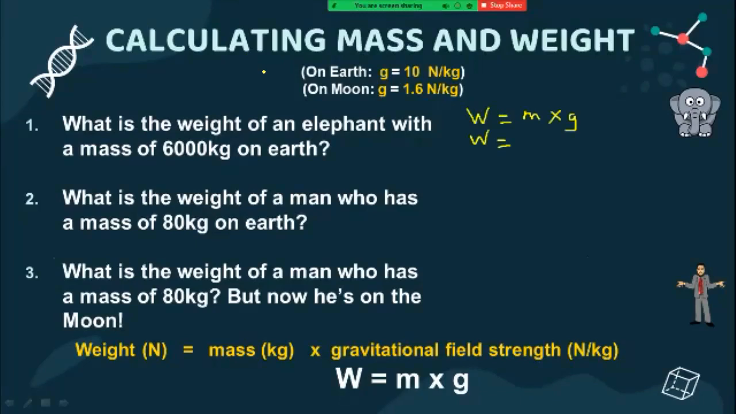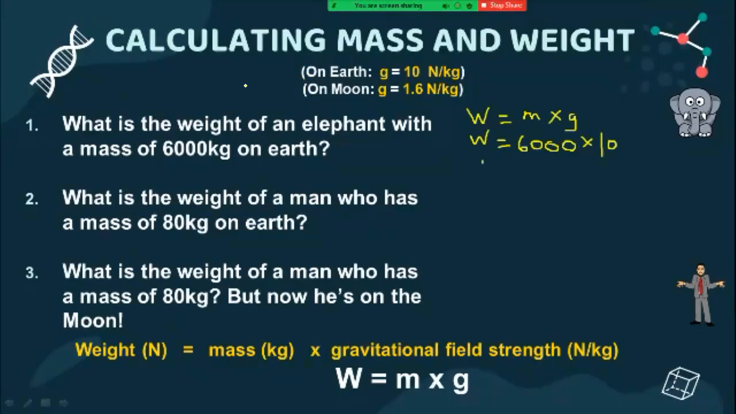And to apply this, W becomes 6,000, which is the mass of the elephant, multiplied by the gravitational field strength on Earth, which is 10 Newton per kilogram.